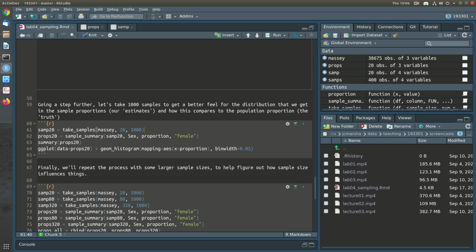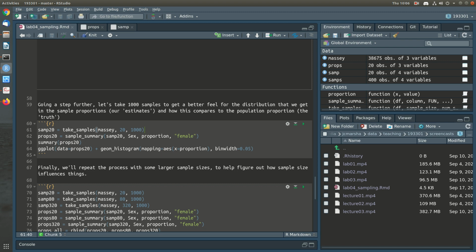The next code block down here takes this further by taking 1,000 samples. When we do our 1,000 samples, we're going to compute the proportion for each sample. So we're going to take 1,000 samples of size 20, then across those 1,000 samples, we're going to compute the proportion.